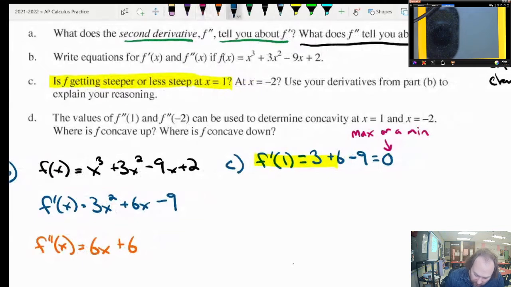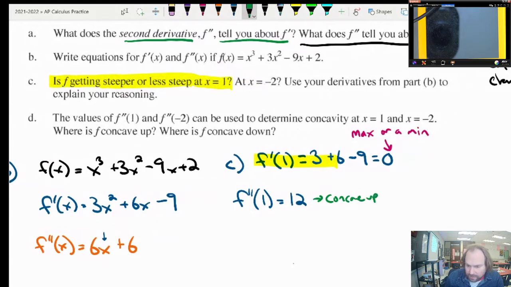A really easy way to take a look at that is what f double prime of 1 is, which in this case is 12. If you just plug a 1 in for x in the f double prime there. Now that's positive, which means it's concave up at that point. And a graph that is concave up and is at a critical point with a horizontal tangent, this is a minimum because it's concave up, so that point has to be a minimum. The opposite would be true if it was concave down. It would have to be a maximum.